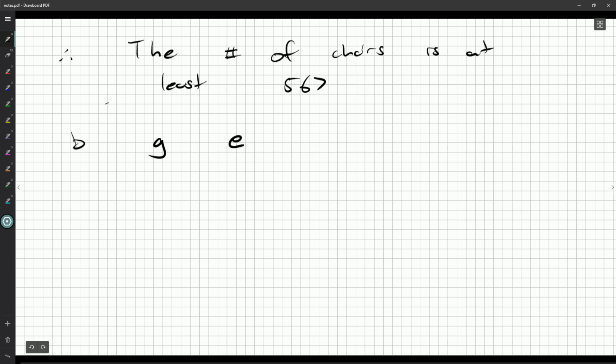So we conclude the number of chairs is at least 567. And you could generalize this a bit more if you had B boys per row, G girls per row, and E empty chairs.